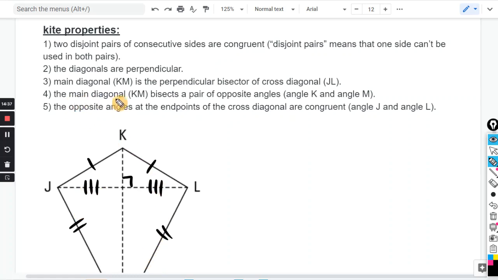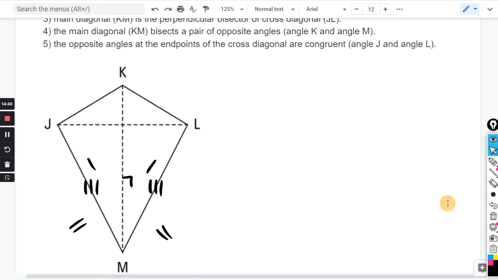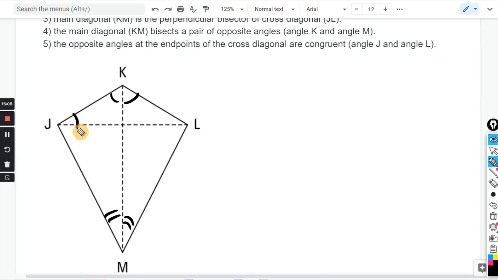And also the main diagonal bisects a pair of opposite angles. So if I can bring this up here, it says the main diagonal bisects a pair of opposite angles. So this is congruent to that, and this one right here is congruent to that one right there. Finally, the opposite angles at the endpoints of the cross diagonal are congruent. I think we said that before. This angle is congruent to that angle right there, the ones that are in between the two sides that are not congruent.